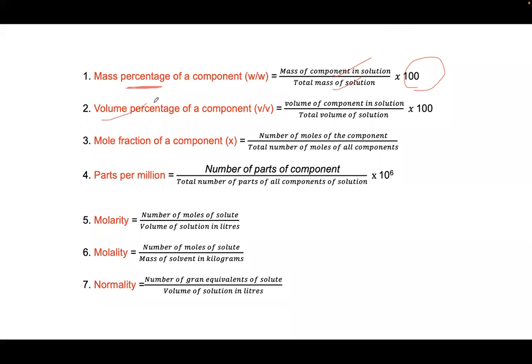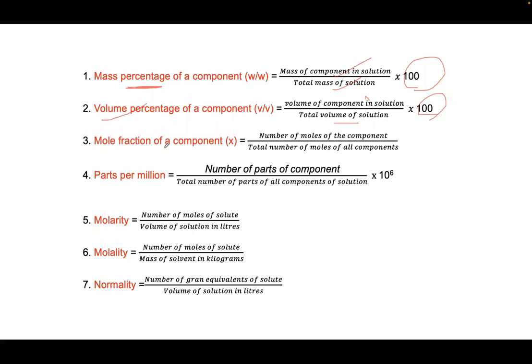And what happens when it is volume? Instead of the mass, you'll replace it by the volume. So if you want it for a component A, you have to take the volume of the component A in the solution. There will be more than one component in the solution, so you'll take the volume of the one that you want to calculate the volume percentage for, divide it by the total volume and multiply it by 100.